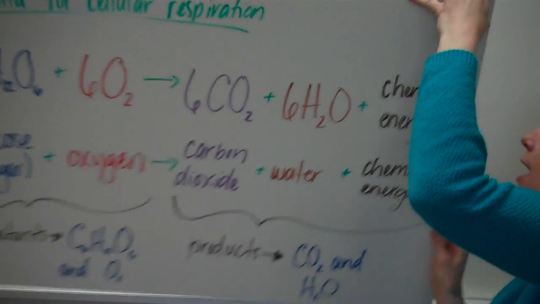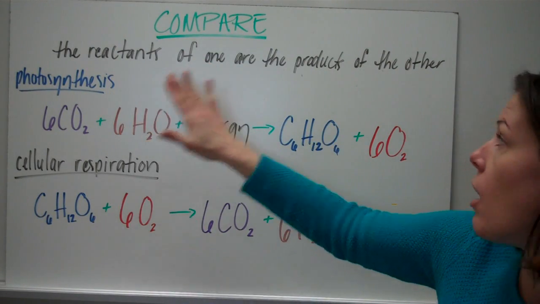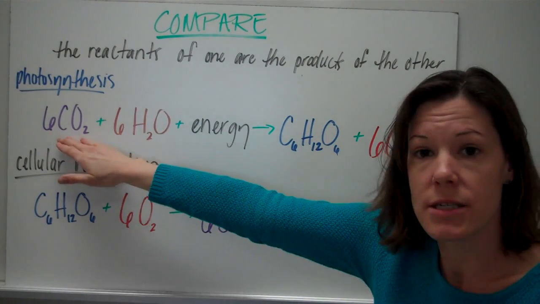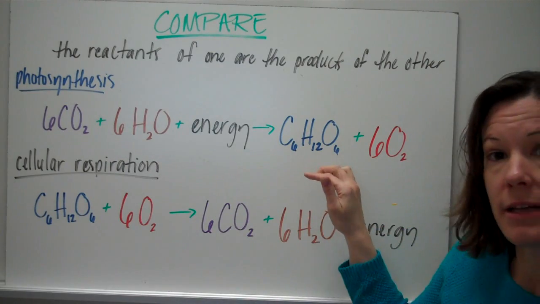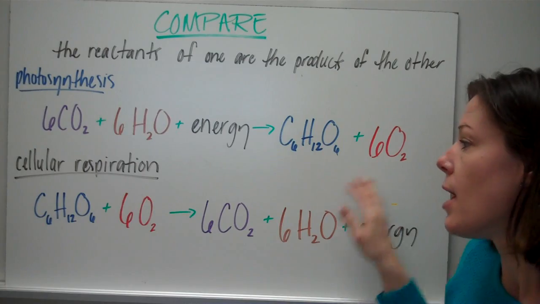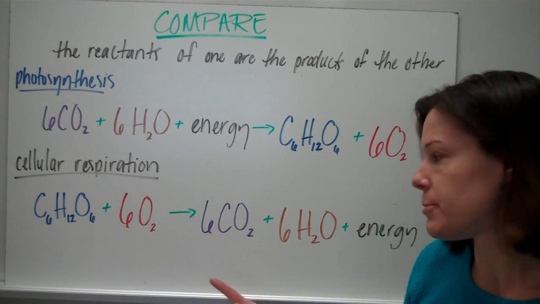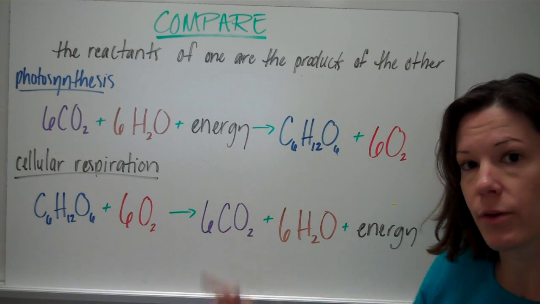So let's compare the two. The reactants from one are the products from the other, so it forms a cycle. Photosynthesis starts out with carbon dioxide and water, and it converts that into glucose and oxygen. And then the glucose and the oxygen are converted during cellular respiration into carbon dioxide and water. So it's just a cycle that keeps on going.